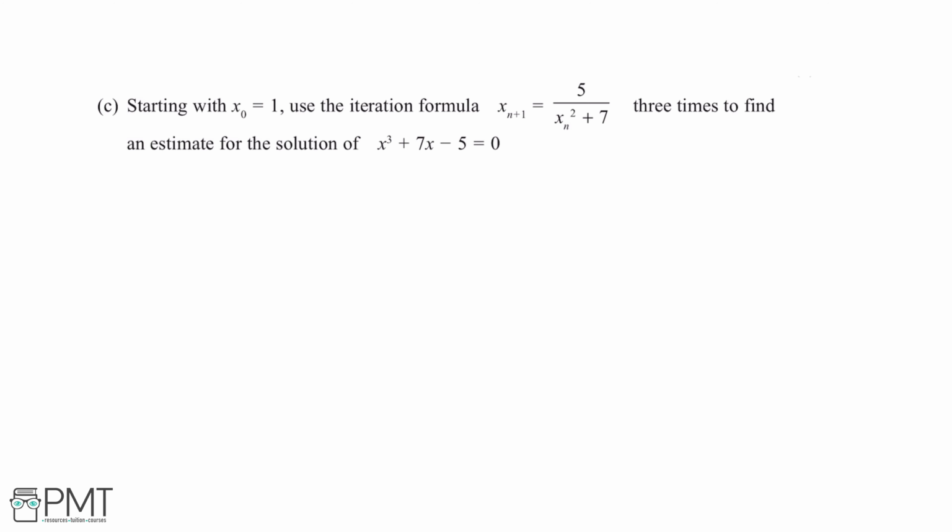So essentially for this question, we're going to want to work out what the value of x3 will be. So we can use this equation by starting off with x0 and repeating this 3 times until we get the answer for x3. So x1 is equal to 5 divided by x0 squared plus 7. So we can substitute in the value x0 equals 1 into this equation. And this tells us that x1 is equal to 5 divided by 1 squared plus 7. And this gives us an answer of 0.625.